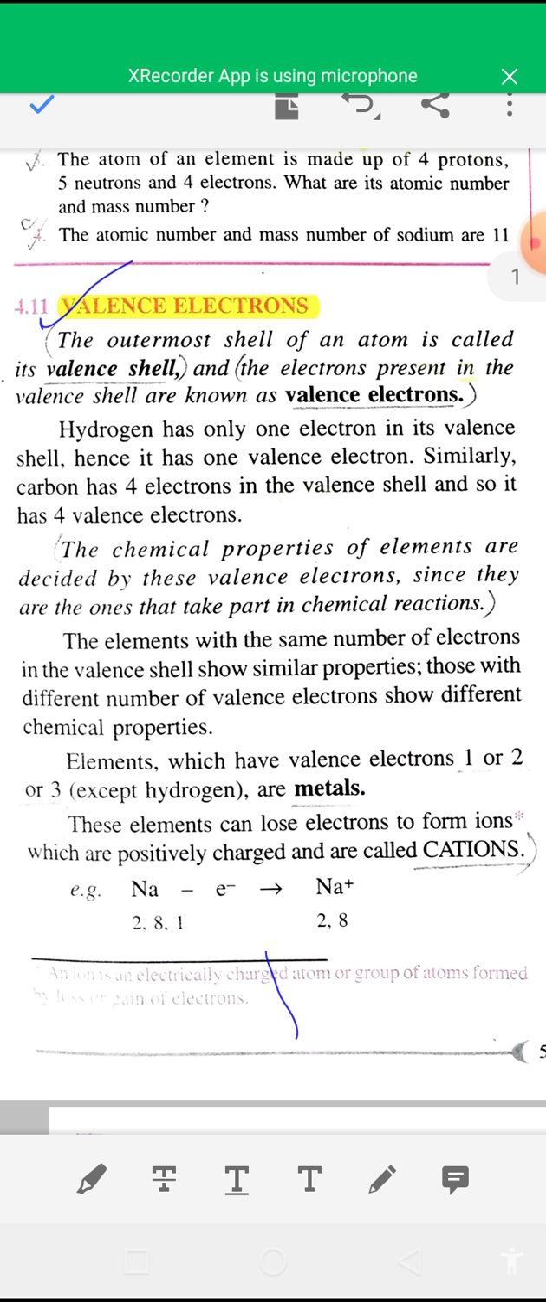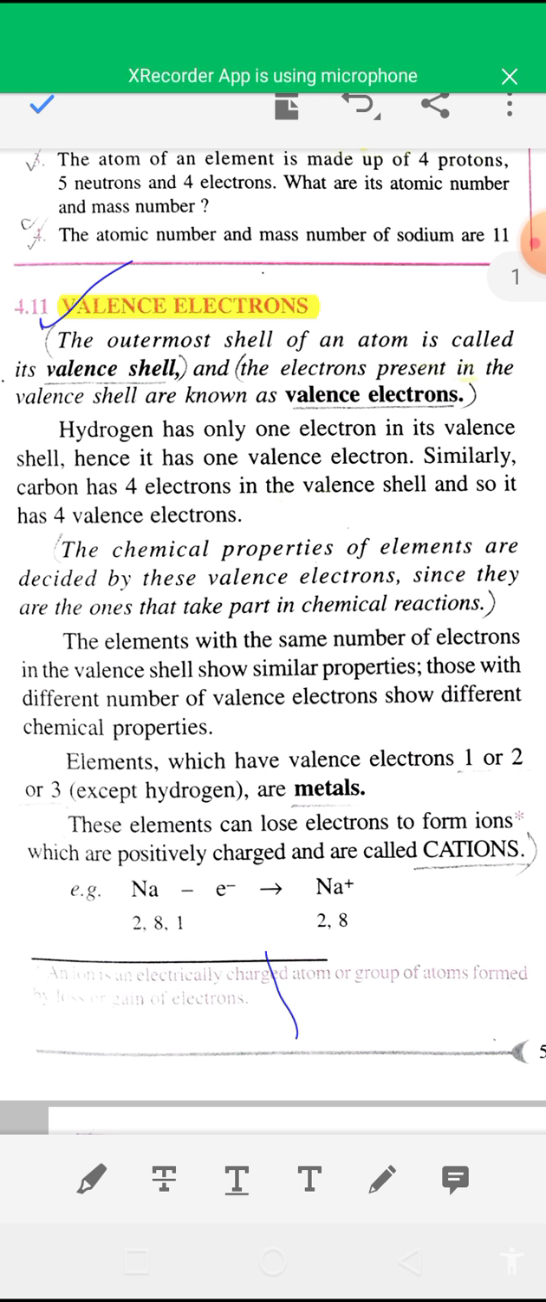So, first you have to know what is the valence shell. Valence shell is the outermost shell of an atom. The outermost shell of an atom is called its valence shell, and the number of electrons present in the valence shell of an atom are known as valence electrons.